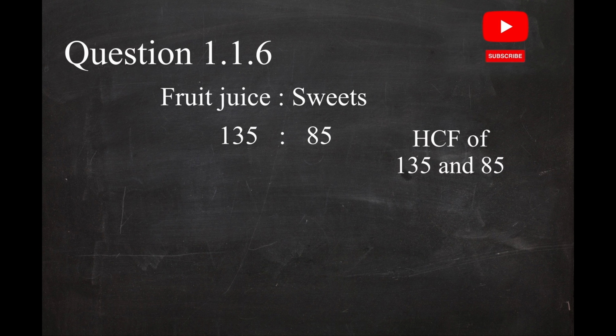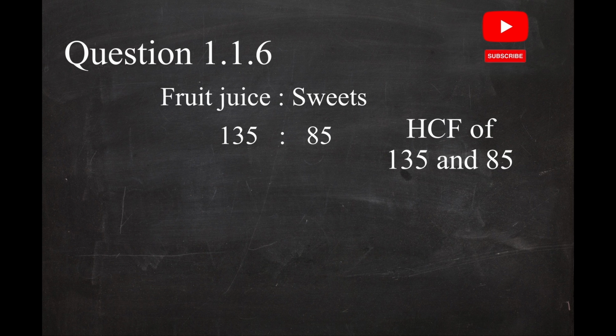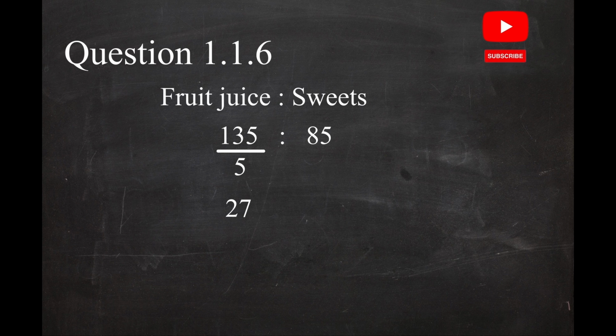To do this, we must find the highest common factor for the values of 135 and 85. It is easy to see that 5 can divide into both 135 and 85 with no remainder. So 135 divided by 5 is 27 and 85 divided by 5 is 17. This gives you a simplified ratio of 27 to 17.